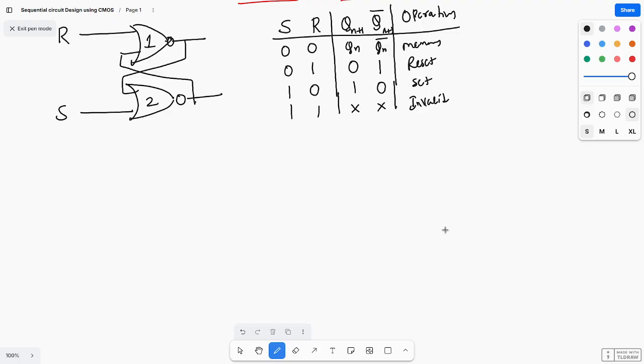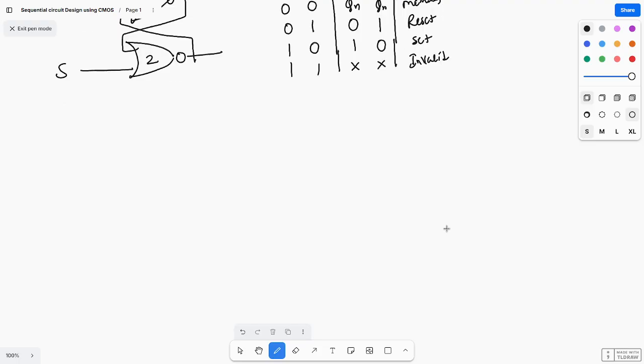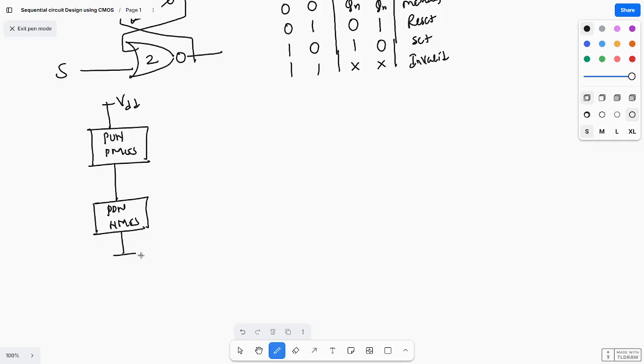So how to design this one? First, basically, we will design. This is VDD, and the pull up network is PMOS, and the pull down network is NMOS. Whatever the pull down network is there, that is NMOS, and this is ground or VSS.